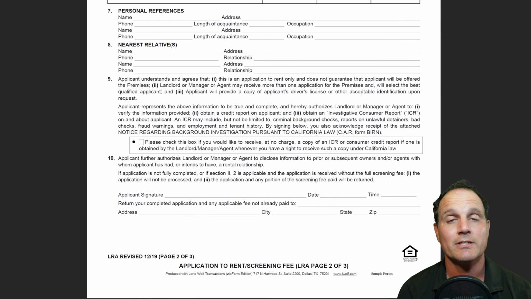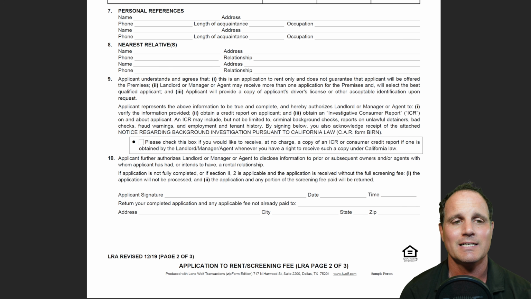Some important information under 9, that this is an application. It doesn't guarantee that you're going to be accepted for it. The landlord has the ultimate decision, and there may be more than one application obviously as well. The applicant may also need to provide a copy of the driver's license. And of course, you're going to verify that everything you've written here is true. A few other things down there. The important thing, and this is a common mistake, is people don't sign under number 10 because there's a couple places to sign on this particular form.